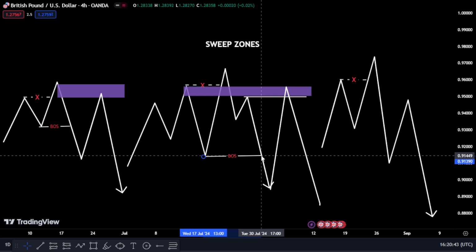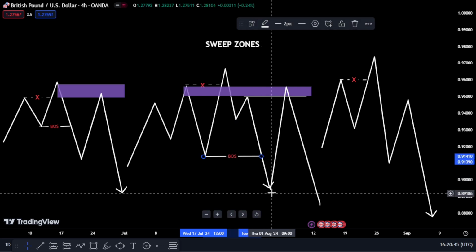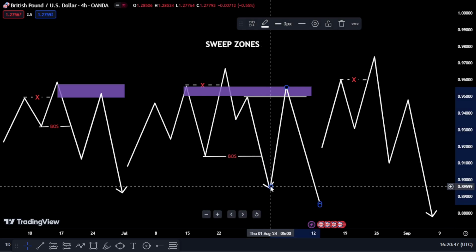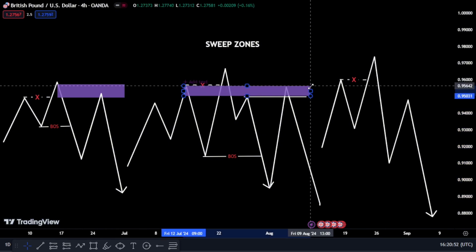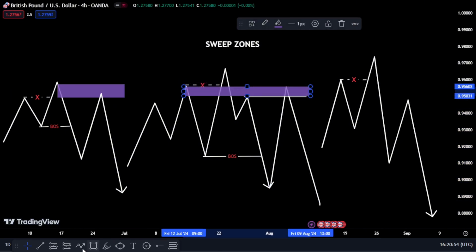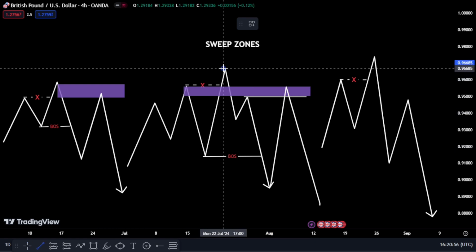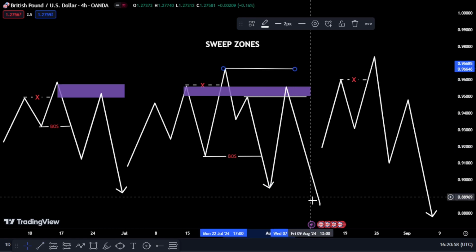So what do you want to do after the break of structure? You want the market to actually come back to what? Your POI. Okay. So what happens? It comes to your POI. You look for what? Your confirmation. And then you sell all the way to the downside.